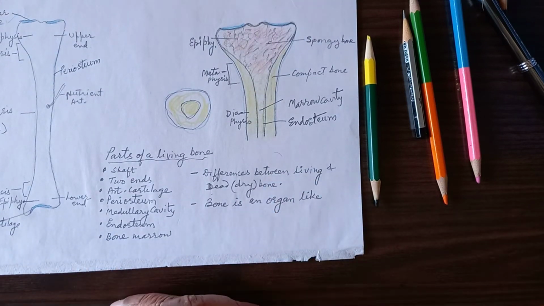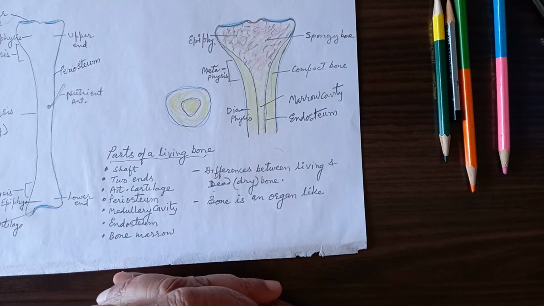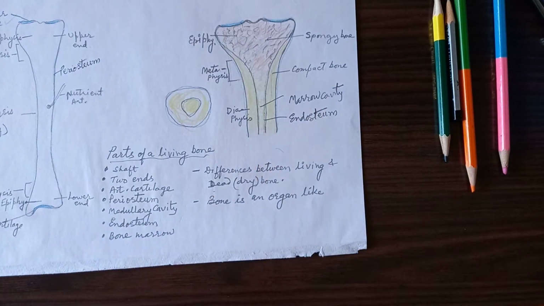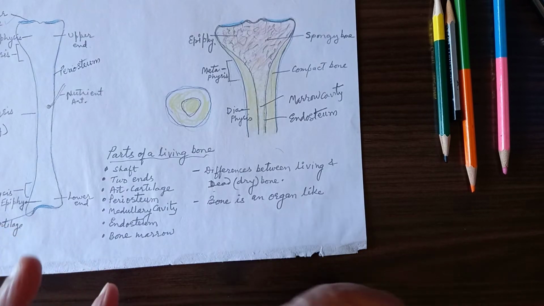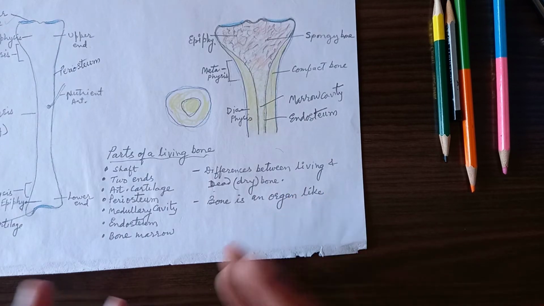Now the question must be coming to your mind, those who are very fresh students: how does a living long bone differ from a dry bone, which you must have started handling in your osteology classes or demonstration classes? This long bone which you are handling in your dissection hall or in demonstration class is not a living bone. This is a dead bone, it is a dry bone. But how does it differ?